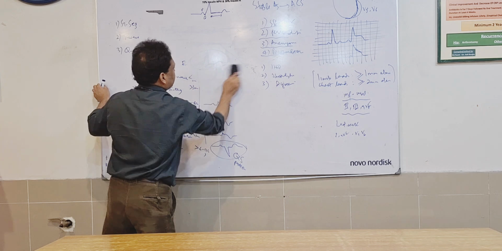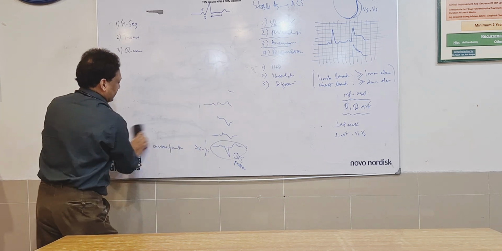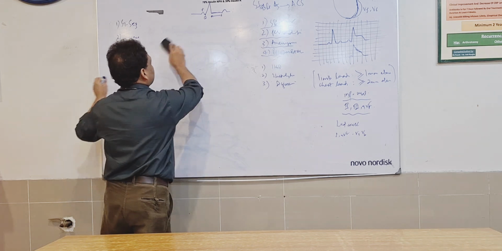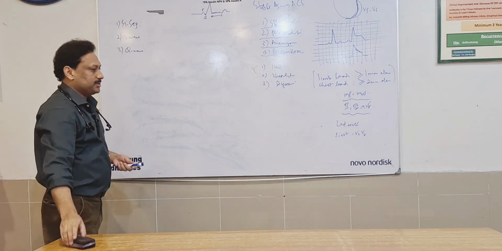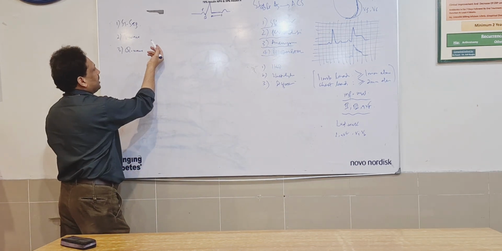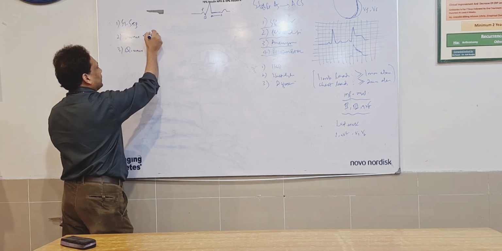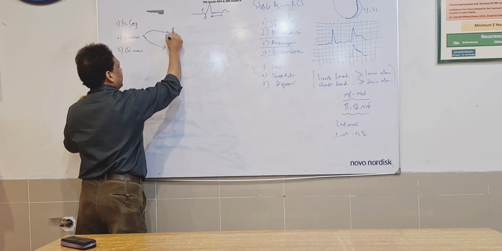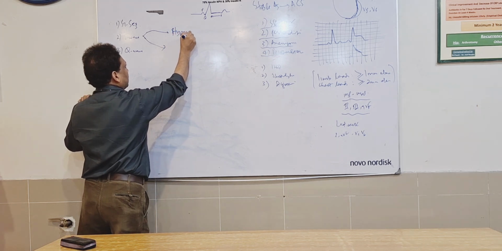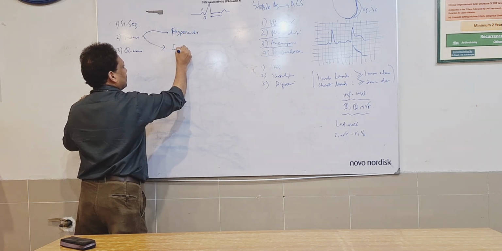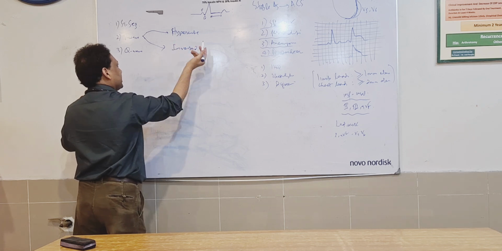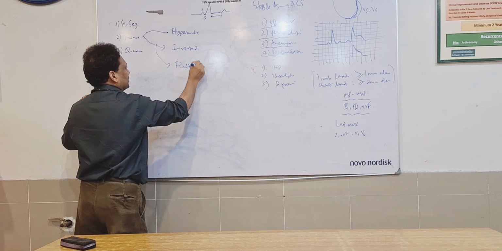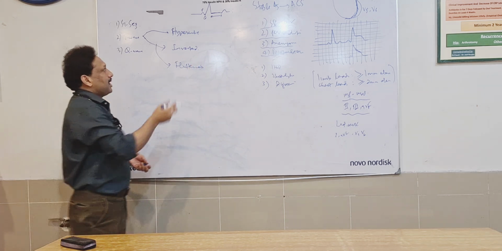T wave, right? So next thing is now T wave. T wave is repolarization wave, ventricular repolarization wave. Again, what can be the abnormalities? Either it will be hyperacute, or it will be inverted, or it can be flattened. So these are the abnormalities of the T wave.